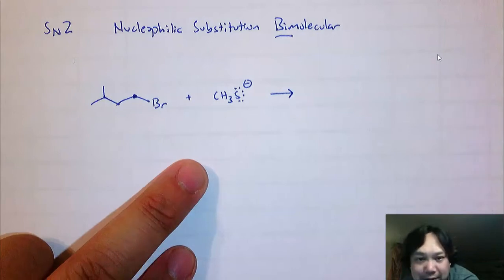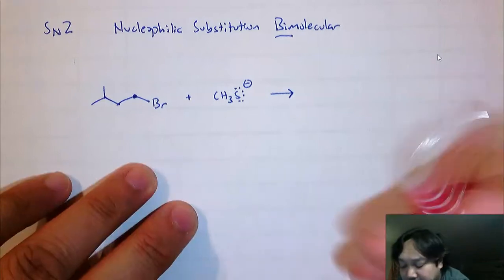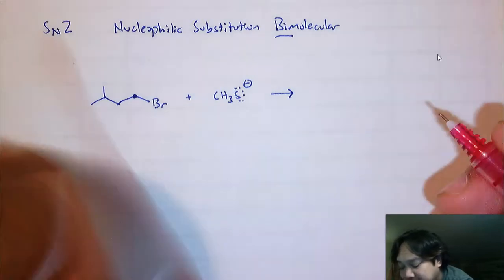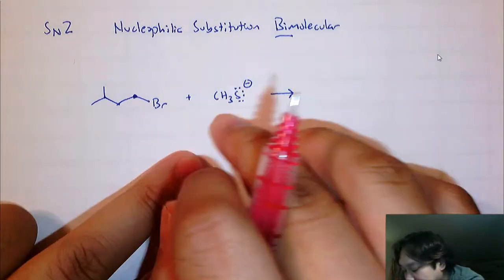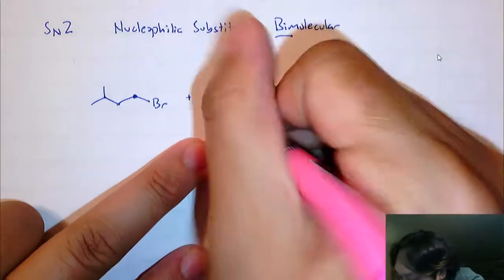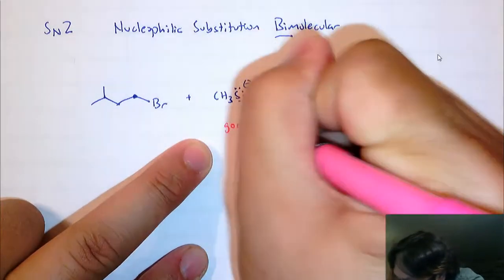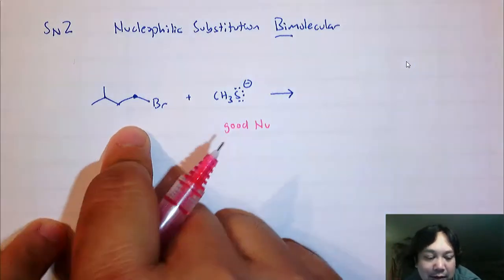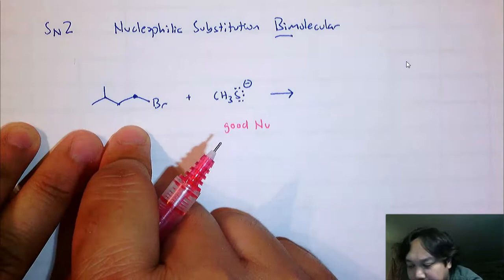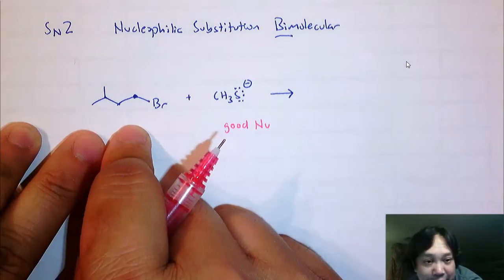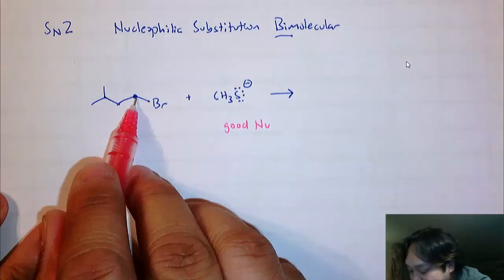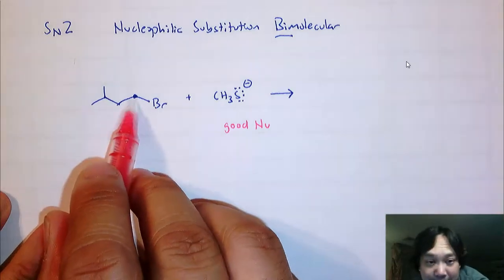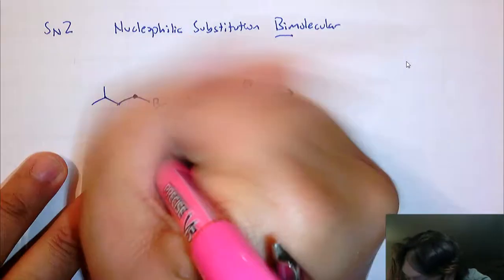Before I show you the mechanism, there are a couple things that you want to analyze before you decide whether it's SN2 or SN1. And this one, good nucleophile, so I'll write that. What about the alkyl halide? The way we can categorize the alkyl halide is primary, secondary, or tertiary. You look at the carbon that's attached to the halide and it's connected to one other carbon. You know that this is a primary carbon. That's going to be very important.